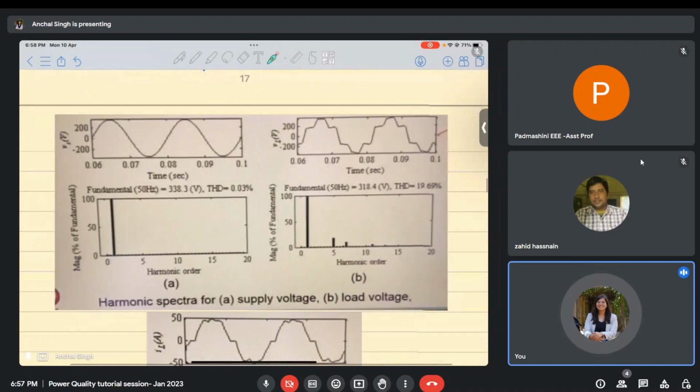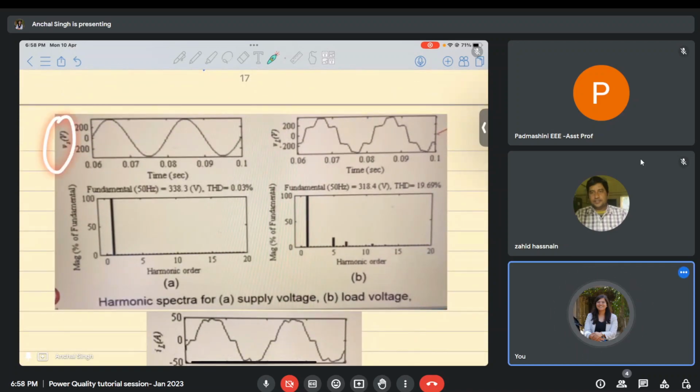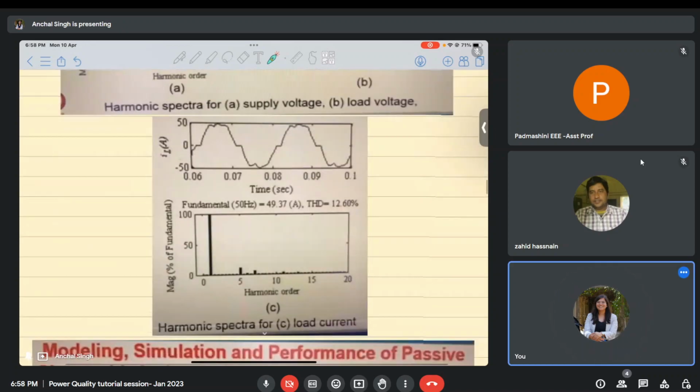Then if you look at the THD value of the source voltage, it reduced to 0.03%, as good as an ideal voltage source. Also, the THD of the load voltage is 19.69%, which is the desired voltage by the load. So even though the load voltage is highly non-linear or harmonic in nature, the source voltage is beautifully sinusoidal because of the presence of these compensators.